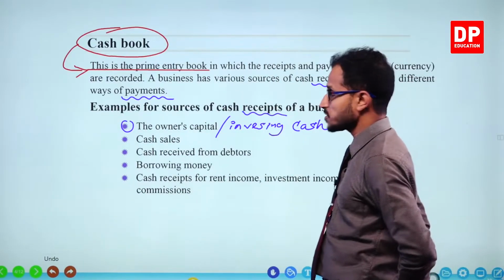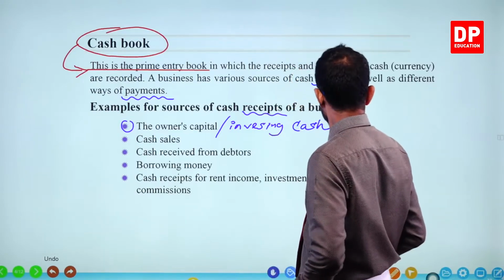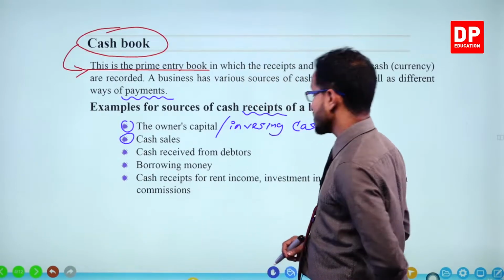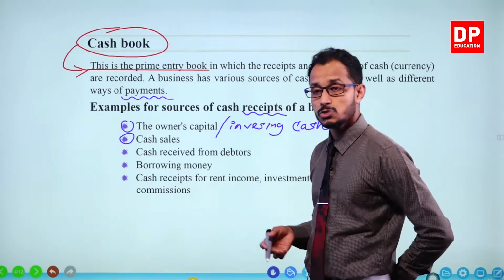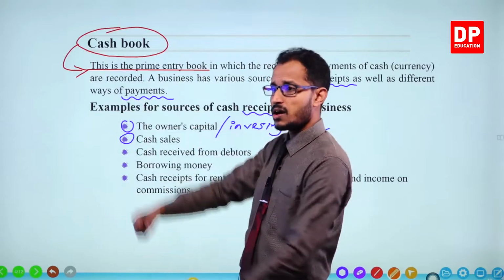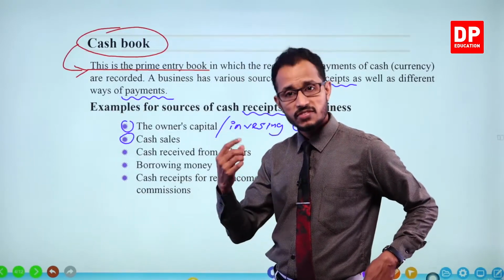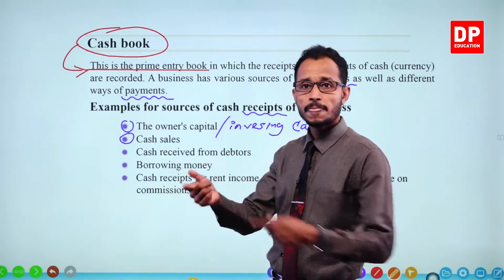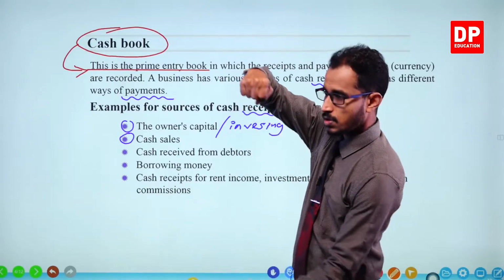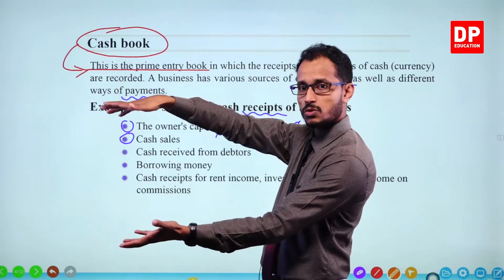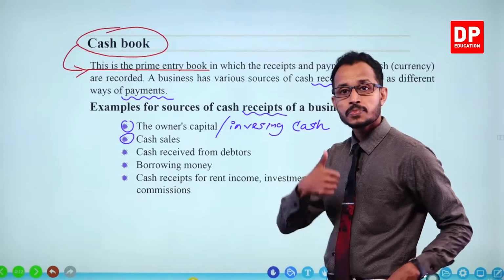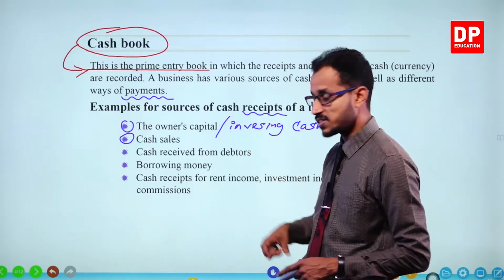And there's another cash transaction, cash receiving. Cash sales, that is also another source of cash receiving. We sell goods to our customers and we get cash. We get the payment in cash. When we sell goods, goods go out, cash comes in. Yeah. Cash sales.